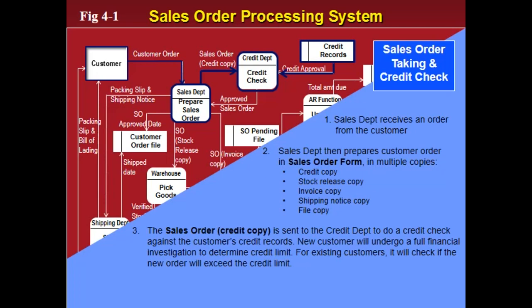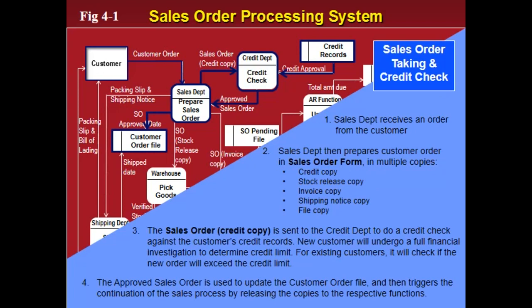Now, if the customer is new, a full financial investigation is done to determine the credit limit to be granted to the customer. For existing customers, it will check if the new order will exceed the credit limit. It is important to note that the credit approval serves as a transaction authorization. Once credit approval is obtained, the customer order file is updated with the sales order approval date.